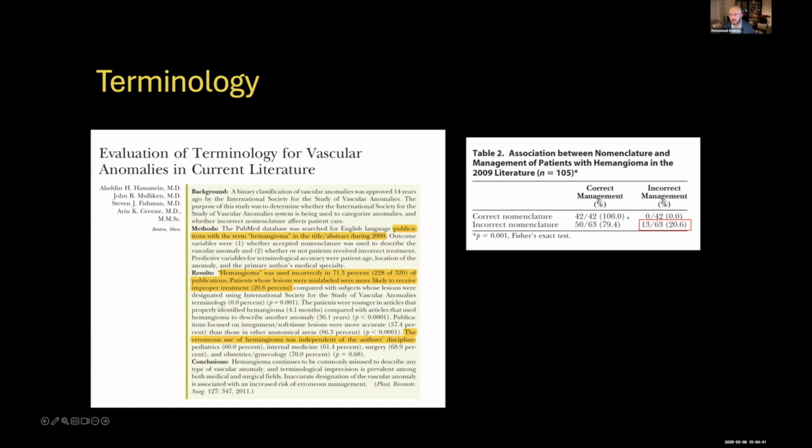And then the interesting part is that if you are incorrectly diagnosed, there's about a 21% chance that you can have incorrect treatment, which is not a small number. And they also noticed that the wrong use of hemangioma was independent of the specialty, whether it's internal medicine, radiology, surgery, everyone used the term hemangioma to some degree incorrectly.